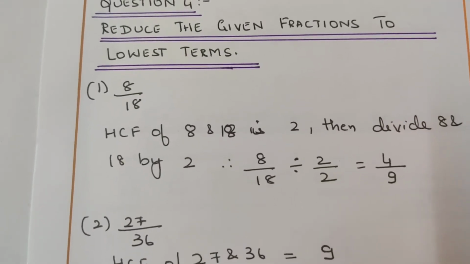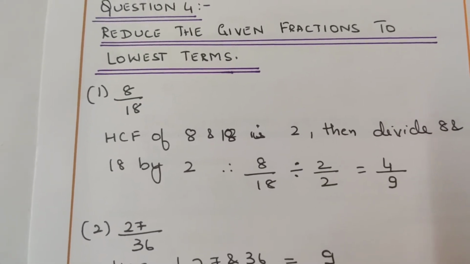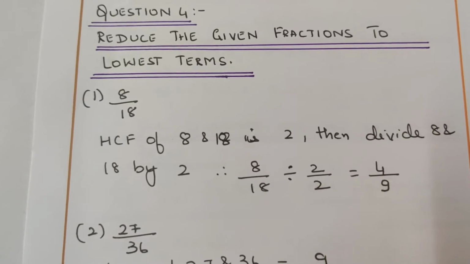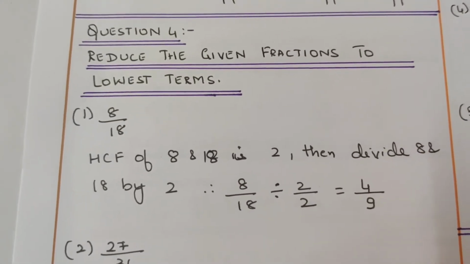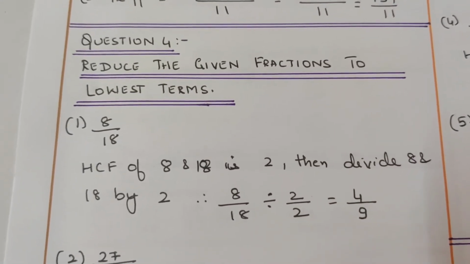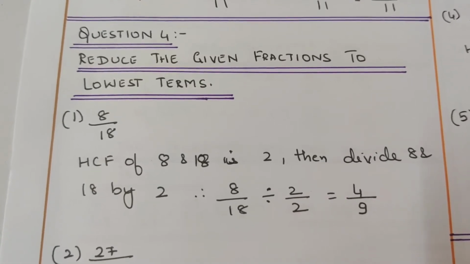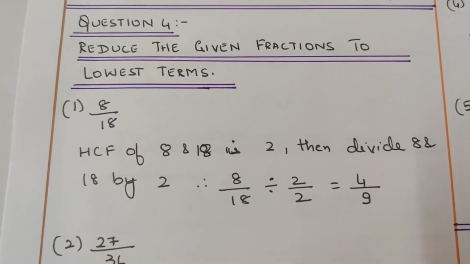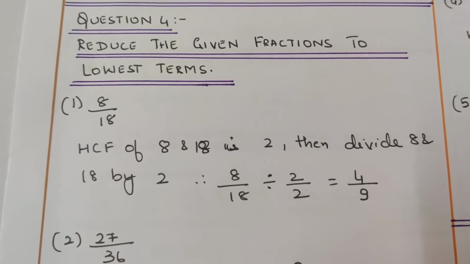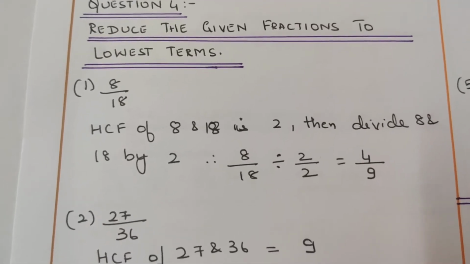First one, 8 by 18. So HCF of 8 and 18 is 2. Then divide 18 by 2 and 8 also by 2. So 8 by 18 divided by 2 by 2 is equal to 4 by 9. Therefore, 8 by 18 in the lowest term will be 4 by 9.